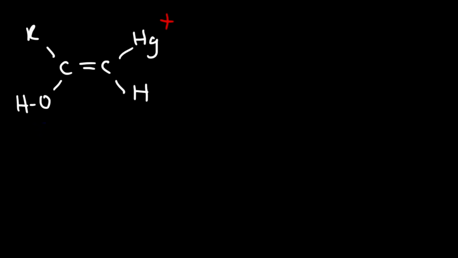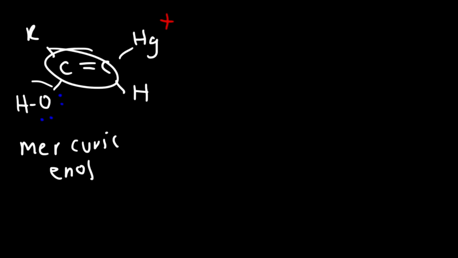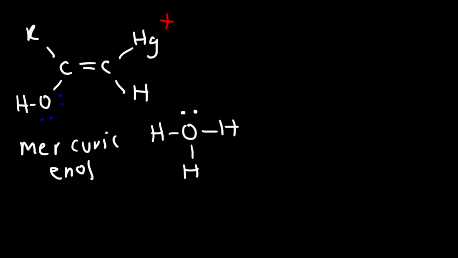Now, what do you think is going to happen next? So this is called a mercuric enol. You could see the enol functional group. We have an alkene functional group with an OH group. So what's our next step here? At this point, we're going to react this intermediate with H3O+. So this oxygen will use this lone pair to form a pi bond, causing this pi bond to break, which will mean that this carbon will grab a hydrogen, and then the OH bond will break, giving us H2O again.